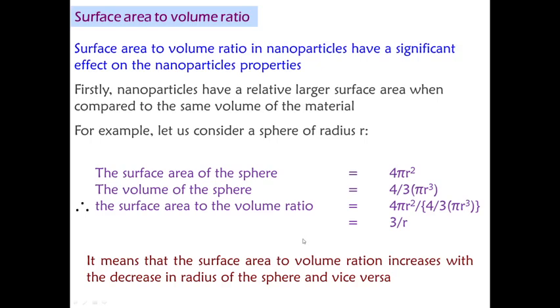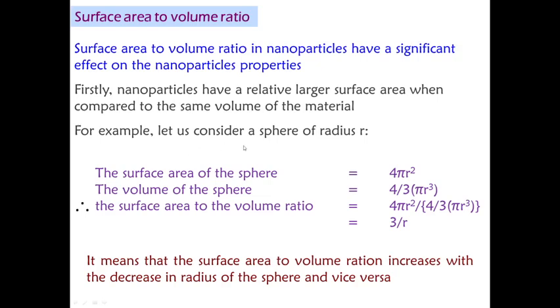Now let us discuss how the surface area changes when size is reduced. Surface area to volume ratio in nanoparticles has a significant effect on the nanoparticle properties. So as I told you, surface area to volume ratio increases tremendously. That has a significant effect on the nanoparticle properties. Firstly, nanoparticles have a relatively large surface area when compared to the same volume of the material.